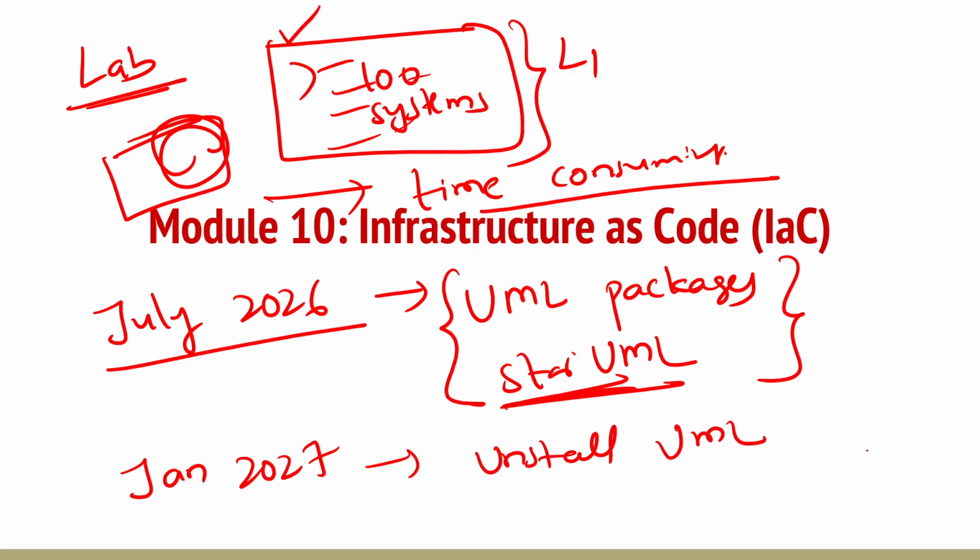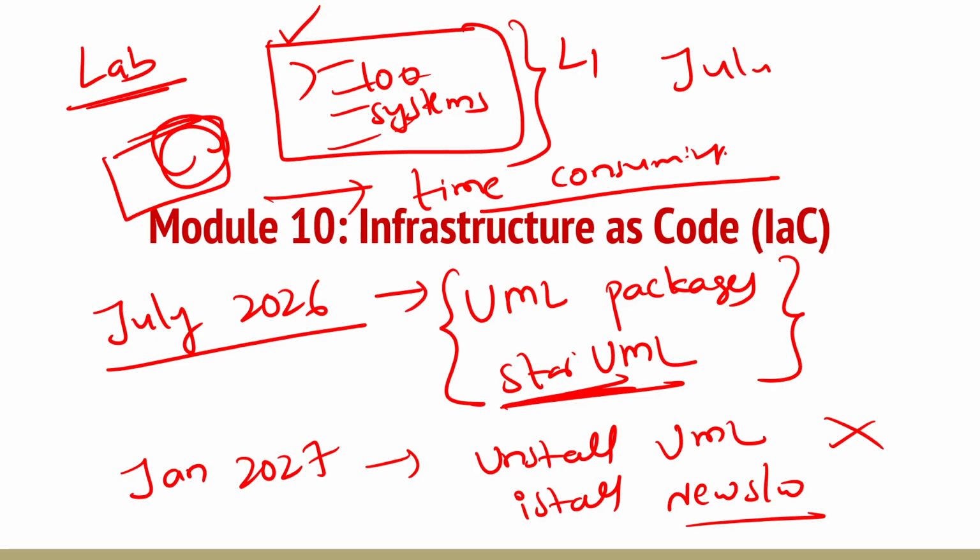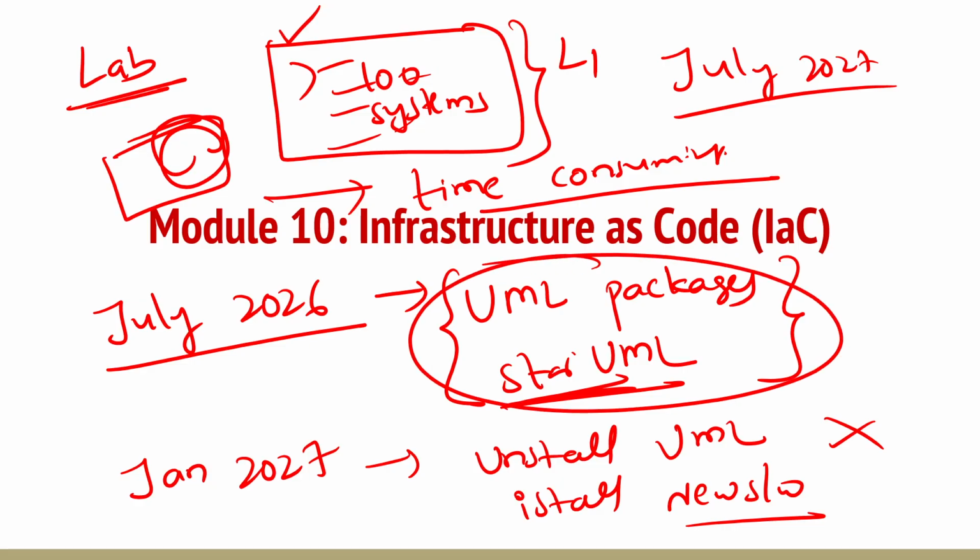The lab people will remove this UML from that, and they will install the new software, whatever they want to teach. They will be installing the new software in these 100 systems. When July 2027 comes, again the same headache or the same challenge. What is that? In those 100 systems, a second time I have to install these softwares again. So why do we repeat the process every year?